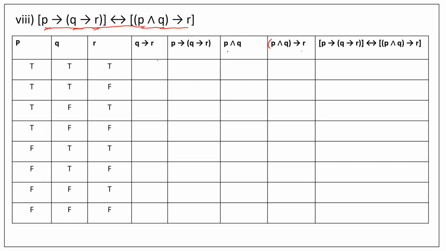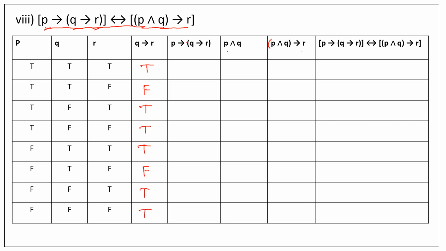Okay, now next column, Q implies R. See this, Q implies R. TF is F, otherwise it is true. So this will be false, here this will be false, otherwise it is true. So this is true, true again. Okay, so you have to remember this.